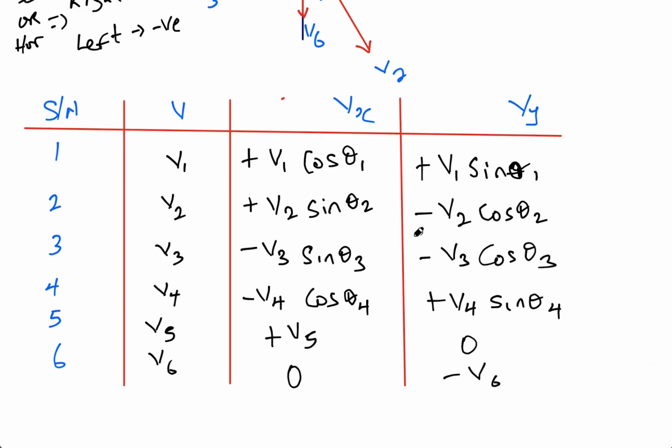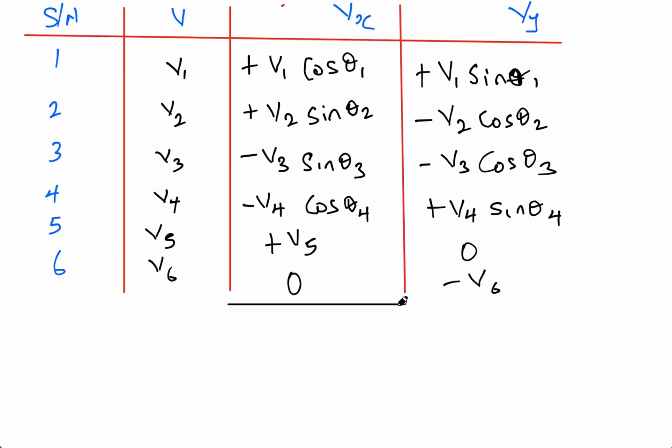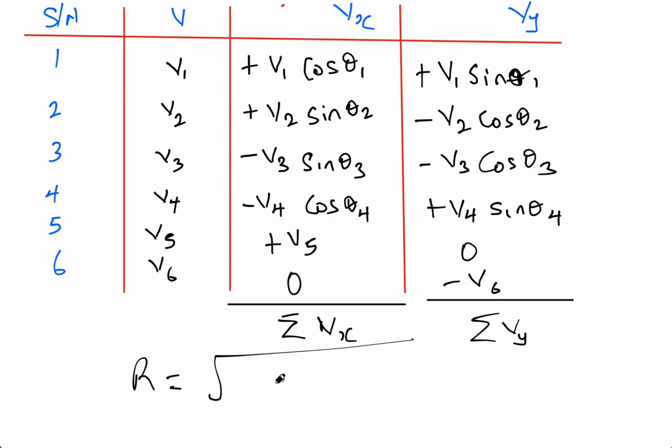Now that we are done with this table, the next thing we want to do is to get the net result. So we add everything on the x-axis, and we also add everything on the y-axis. That is when we have gotten the result, putting the signs into consideration. So we do the summation of everything. Then our resultant will be the square root of sx squared plus sy squared. Let me call this one sx, and this one sy, assuming that's the net result we get. So the resultant will be given as this.